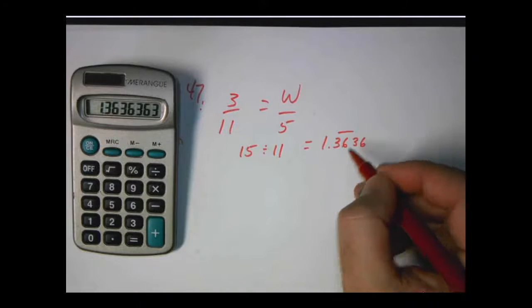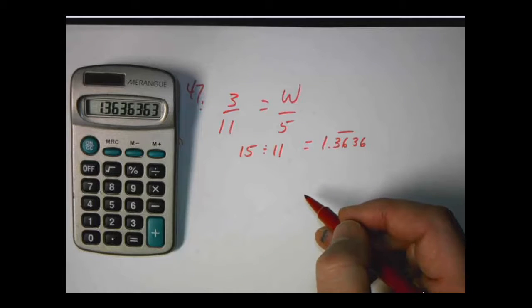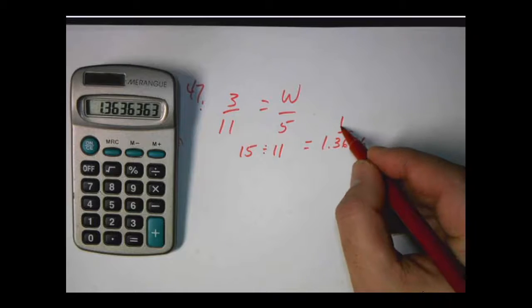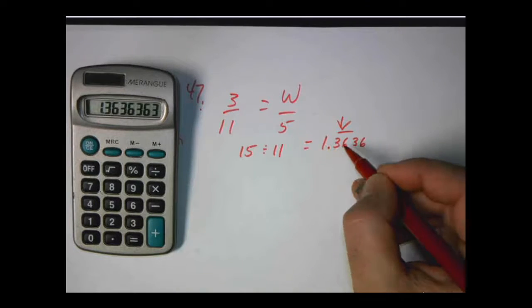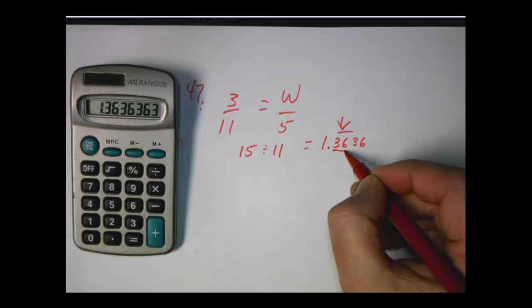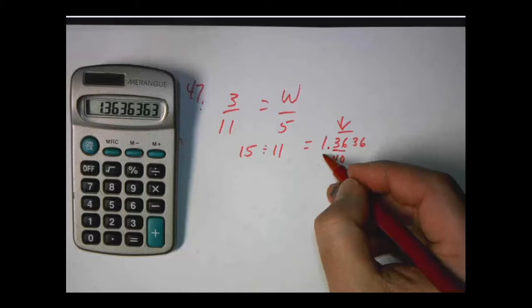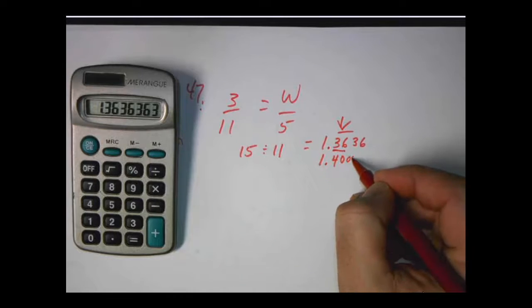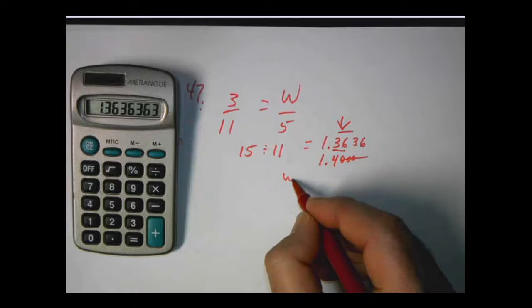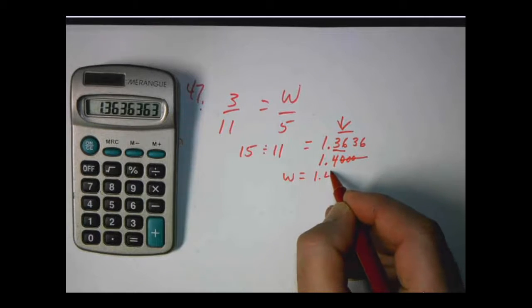But they save us a little bit because they say to round to the nearest tenth. So the tenth, remember, is going to be one spot behind the decimal. So we're going to round 36 if we take this one and the one behind it. So 36 is going to round to 40. Everything in front stays the same. Everything behind goes to zeros. And again, we don't have to write the zeros. So our answer then for W becomes 1.4.